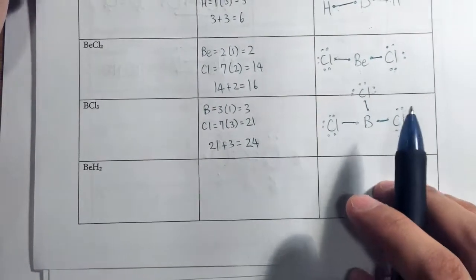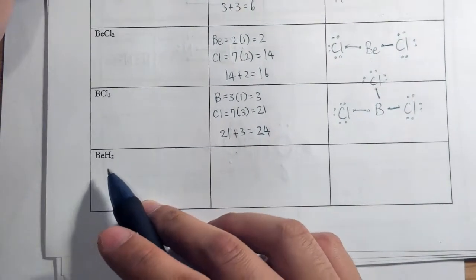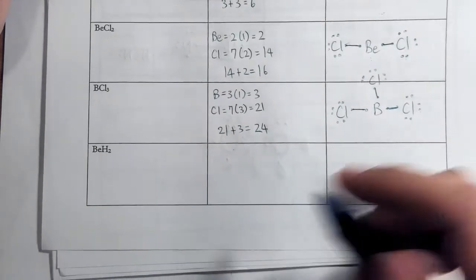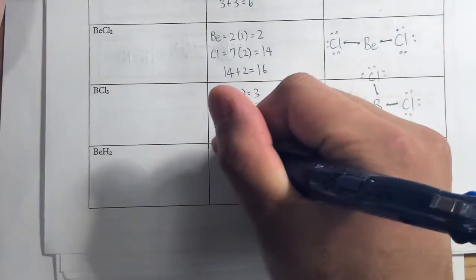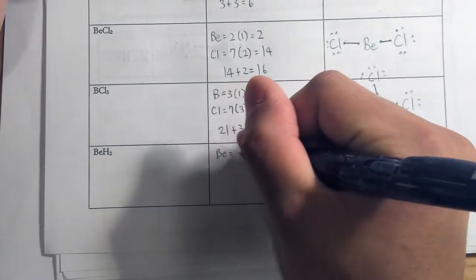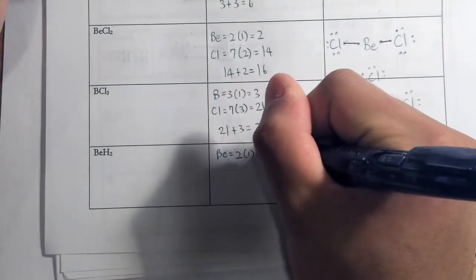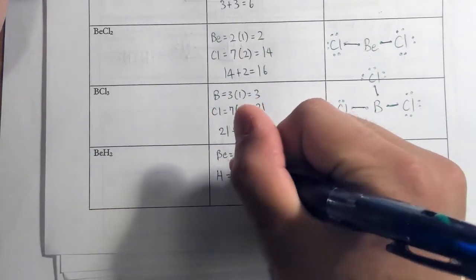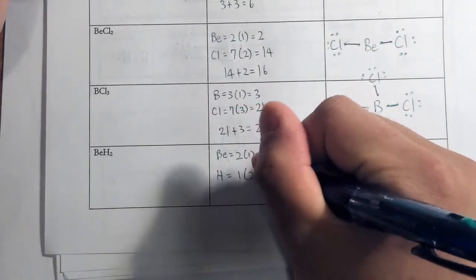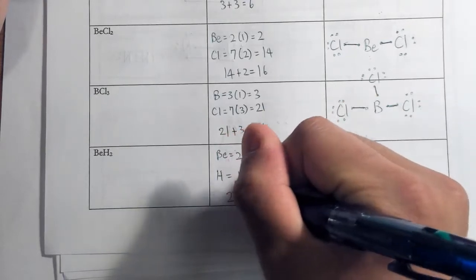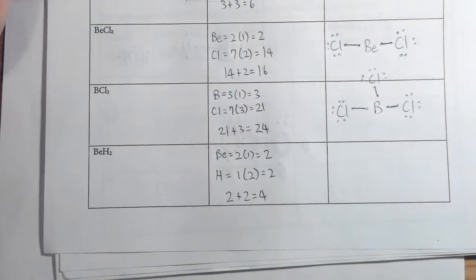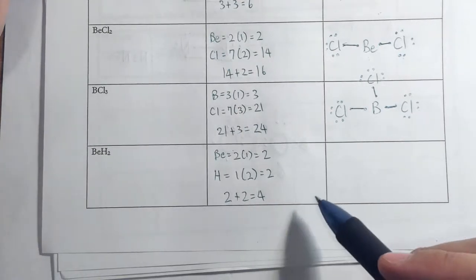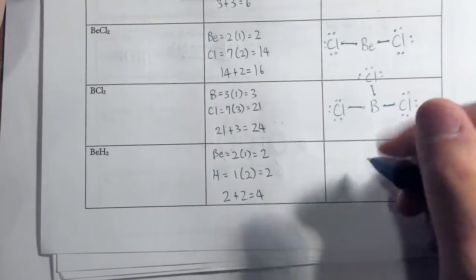Let's see. And then there's beryllium hydride, or BeH2. I might have named it wrong, but let's go. Be has 2, and there's only 1 of them, so that gives you 2. Hydrogen, there is 1 valence electron in each, and there are 2 hydrogens there. So 2 plus 2 gives you 4. So there are 4 overall valence electrons. So we're going to draw it.